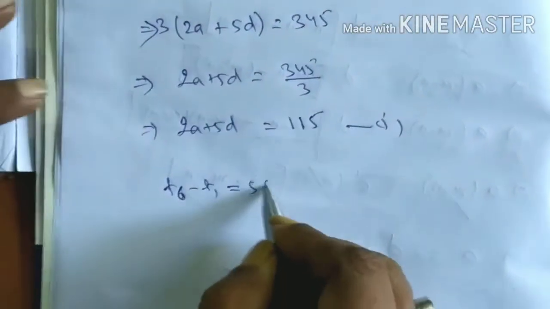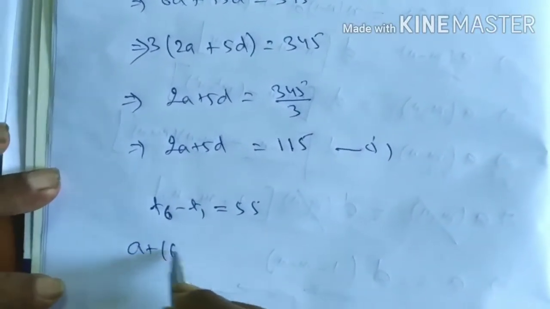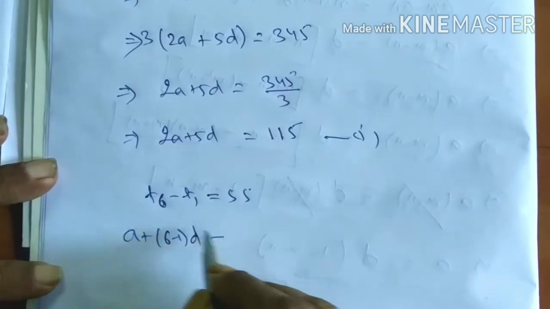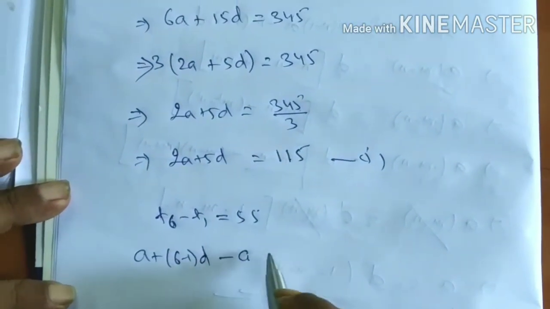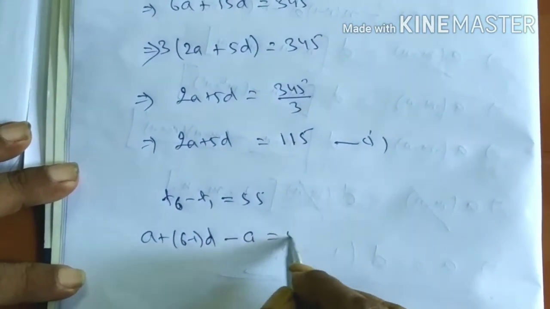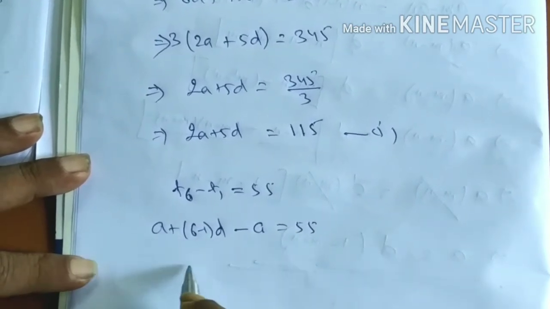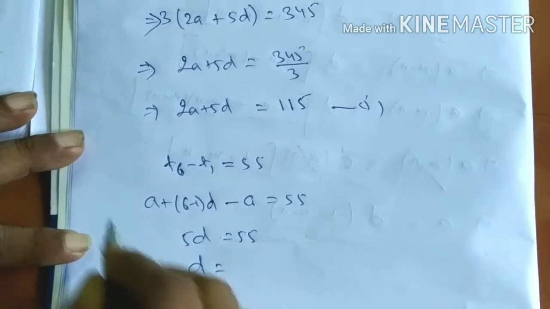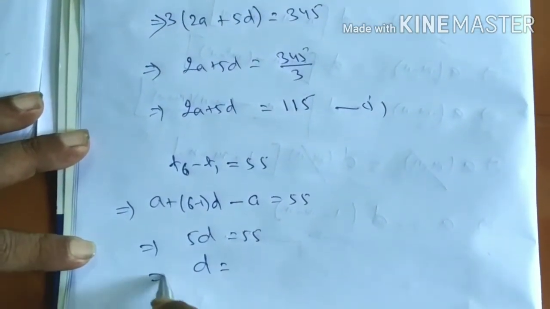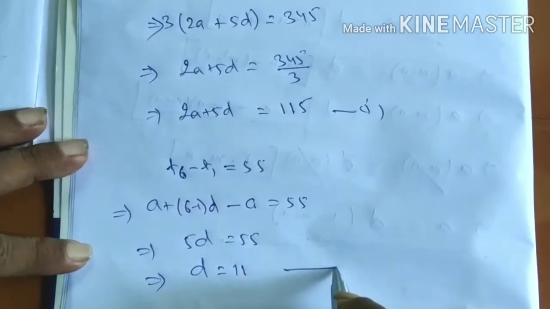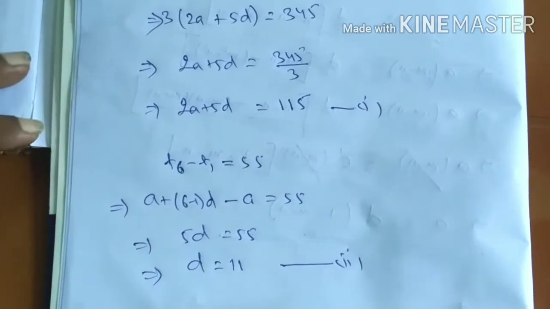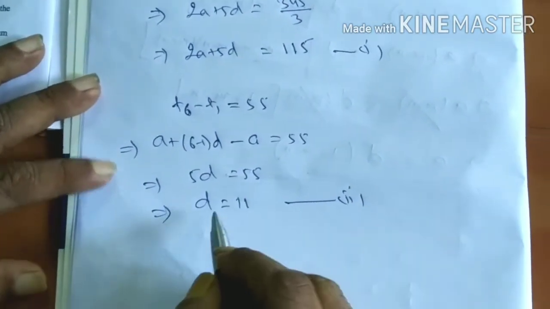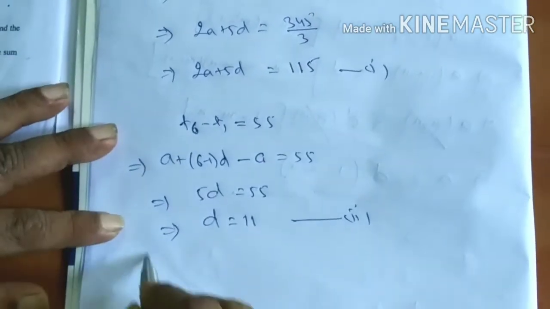Again, in the question, T6 minus T1, the sixth term minus the first term, the difference is given as 55. T6 is a plus 6 minus 1 into d, minus T1, that is a, is equal to 55. So a cancels out, 5d is equal to 55, d is equal to 11. This is equation 2.